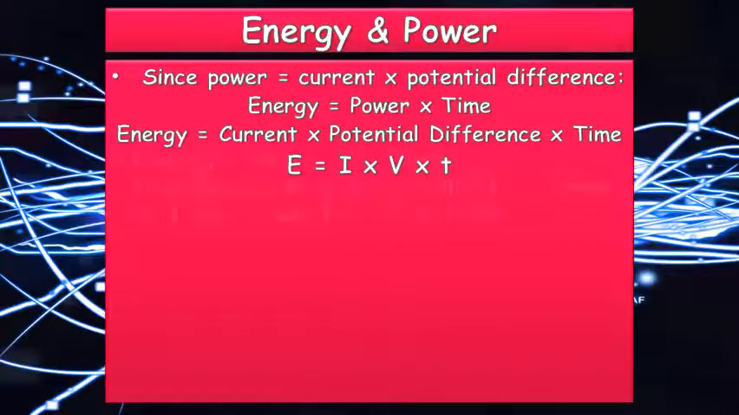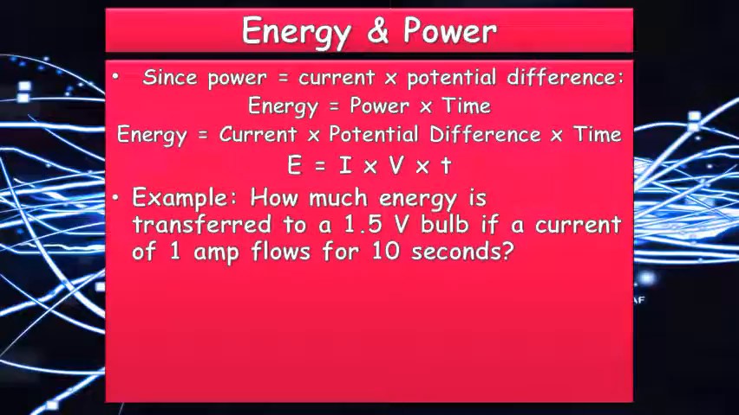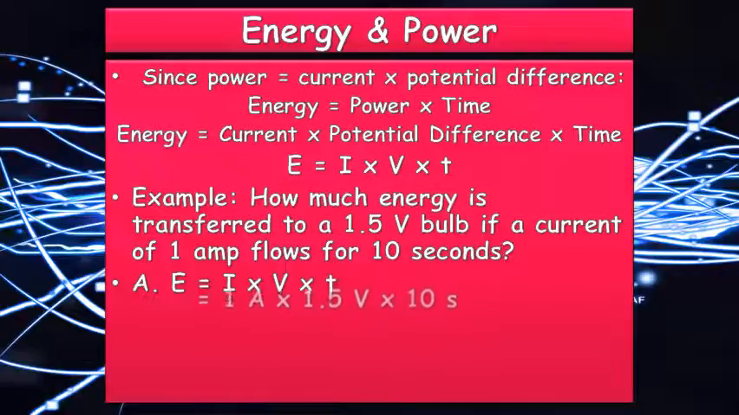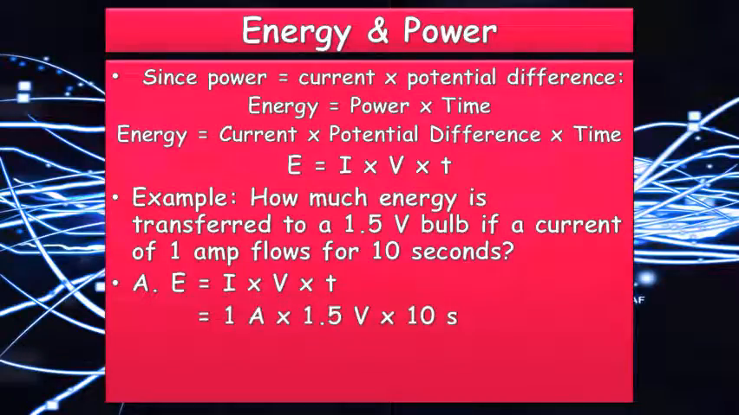So for example, how much energy will be transferred to a 1.5 volt bulb if a current of 1 amp flowed for 10 seconds? Again, pause the video, write an answer down and see if it's the same as what I get. Okay, the answer is E equals current times voltage times time. So let's plug in the numbers. 1 times 1.5 times 10 gives 15 joules. Not much, but not bad.